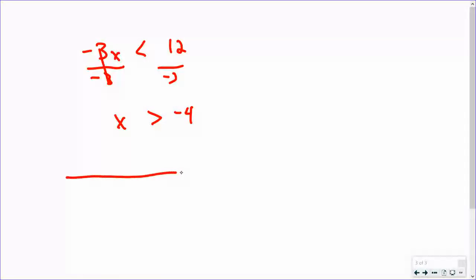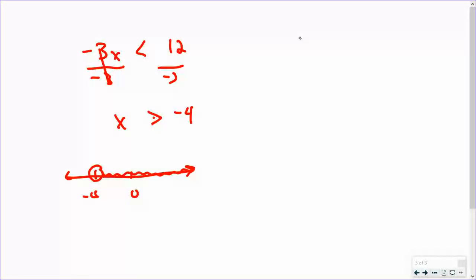So let's say I have negative 3x is less than, I don't care, let's just go with 12. I gotta get rid of this negative 3. So I divide both sides by negative 3. These go away. This is negative 4. Because I divided by a negative, the inequality sign flips. So now I'm looking for all numbers that are bigger than negative 4. Well, this is an open circle because negative 4 is not bigger than negative 4. And I shade to the right.